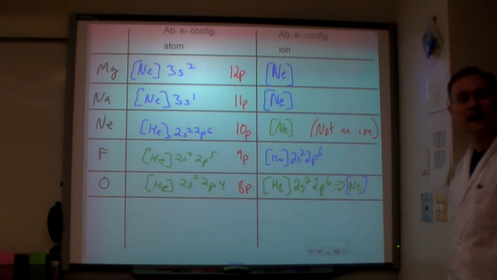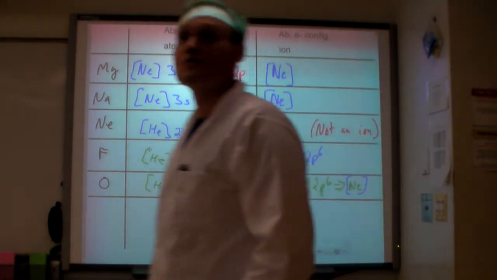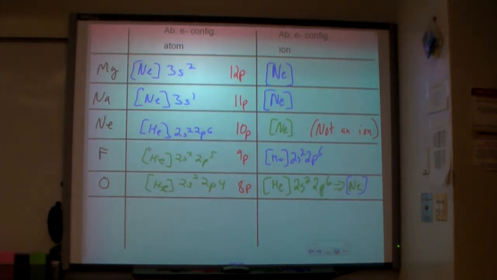But I should be able to have you tell me which one's going to be the biggest and which one's going to be the smallest and why, which is the next question I'm going to ask. For this isoelectronic series that we're looking at, which one ends up being the largest radius, which one has the smallest radius, and why? Discuss.